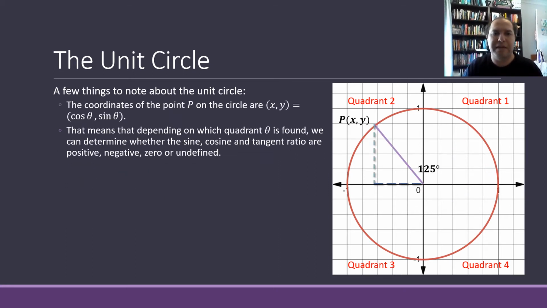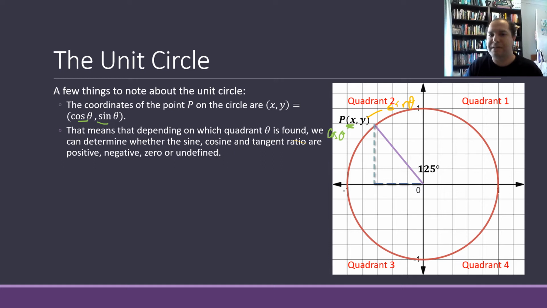All right, now a few things to note about the unit circle. As we've discussed, the coordinates of that point on the circle are cos theta and sine theta. So we just saw the x value is equal to the cos of our angle, and the y value is equal to the sine of our angle. Now what that means is, depending on the quadrant in which we find our angle theta, the sine, cosine, or tangent ratios can be positive, negative, 0 in some cases, or even undefined.